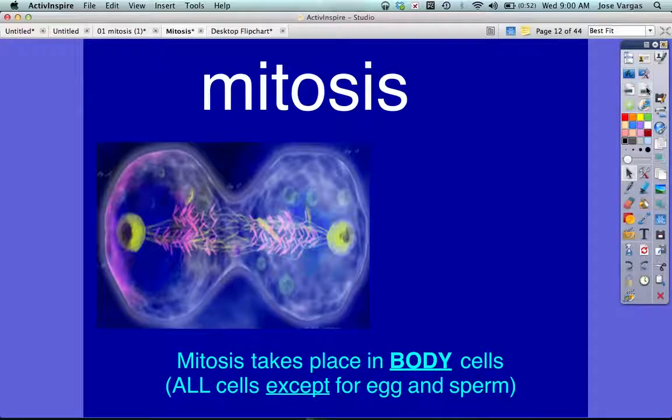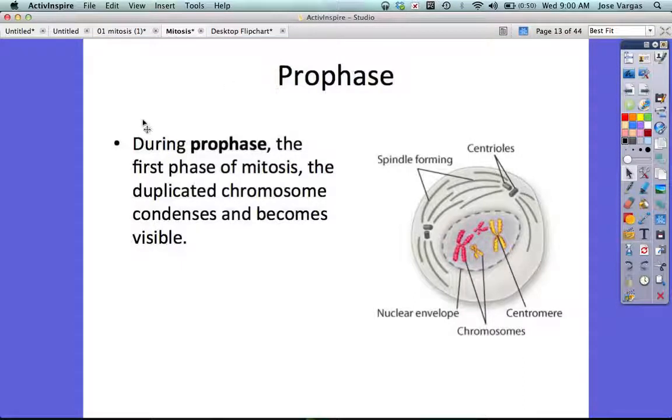And so, mitosis. As we can see in this picture, we are about to get two cells. They're about to split. Here's one nucleus, here's this nucleus, and all these fibers are the spindle fibers from the previous slide. Mitosis takes place in body cells, every cell except for the egg and the sperm. The first phase of mitosis is called prophase.